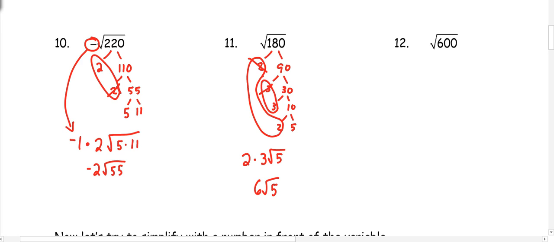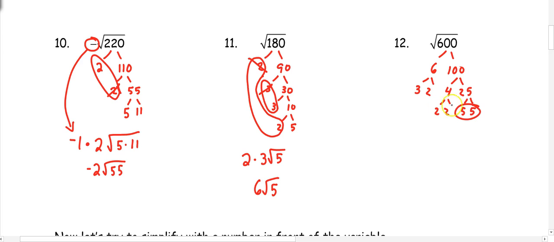Number 12, the square root of 600. So two numbers that multiply to 600 are 6 and 100. 6 breaks down to 3 and 2. 100 we can break down into 4 and 25. 4 breaks down to 2 and 2. 25 breaks down to 5 and 5.